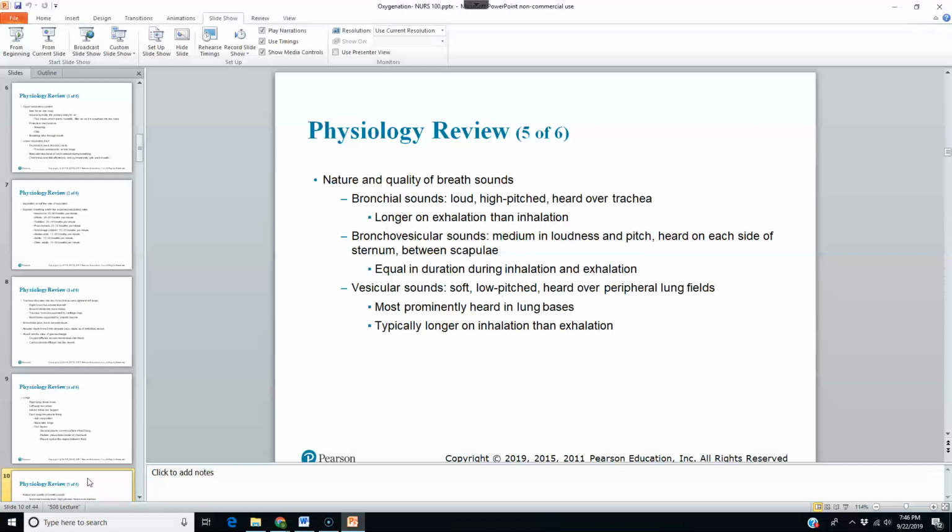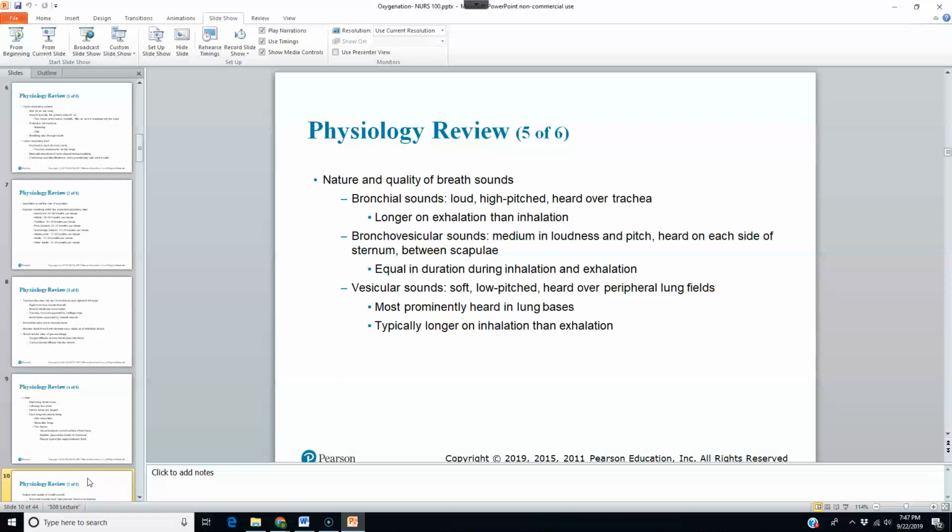So those are just what we call normal or adventitious breath sounds, when there's absolutely no disease process occurring, or the patient's in no type of distress. If you were just listening to somebody's normal breathing pattern, these are the normal breath sounds that you would hear, called bronchial, bronchovesicular, and vesicular sounds.